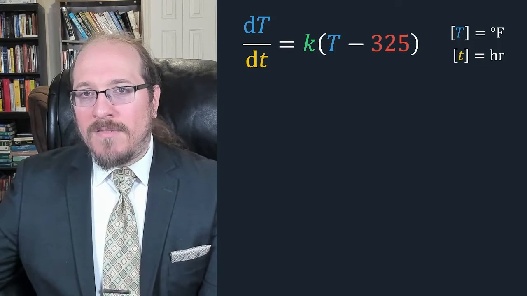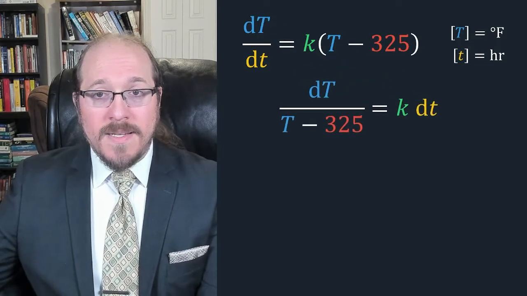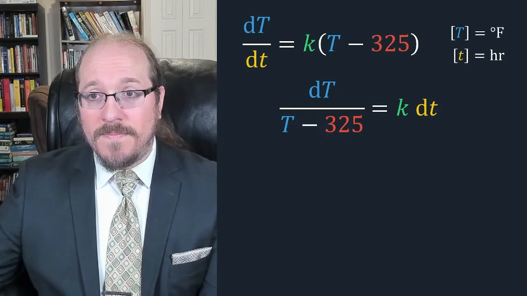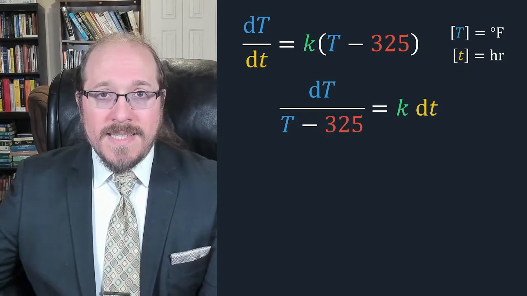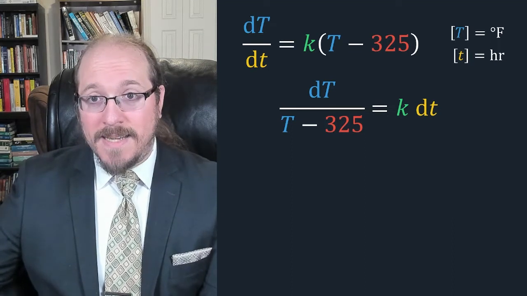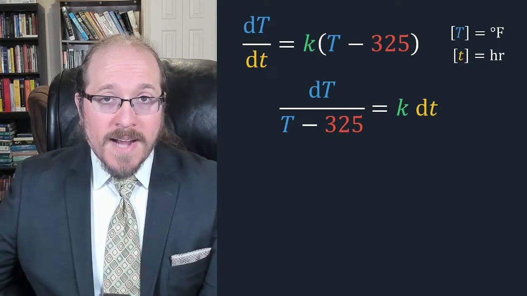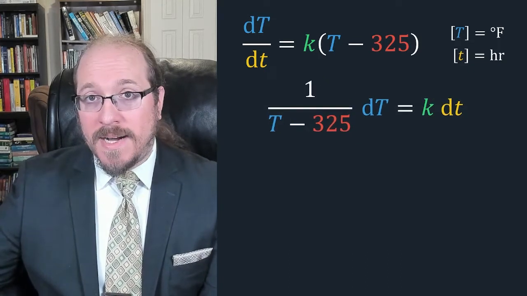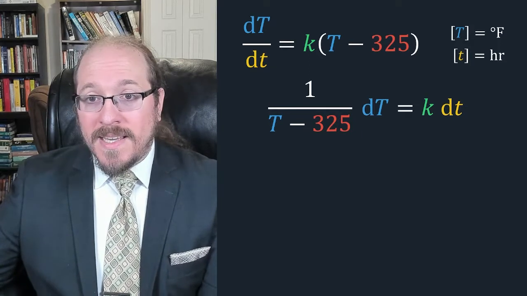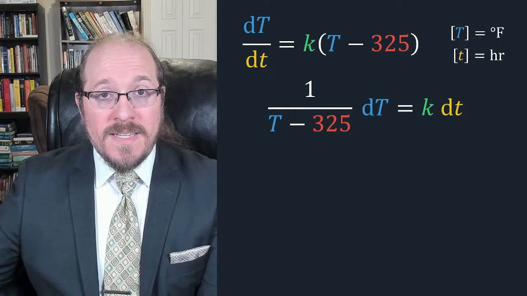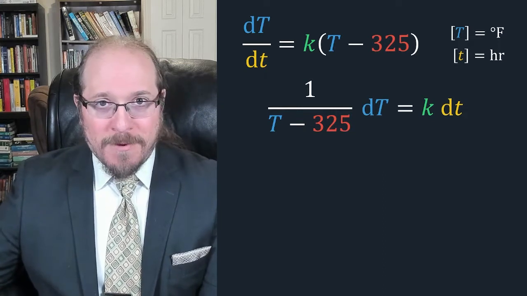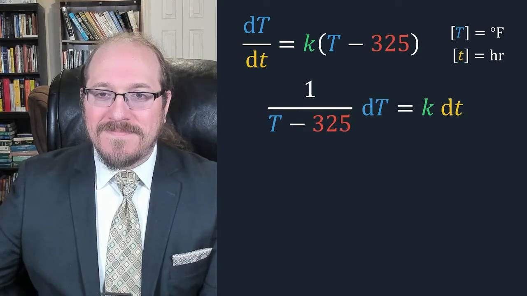Okay, so let's see how separation of variables applies to our problem. To begin with, we'll get everything involving temperature, big T, to one side, and everything involving time, little t, to the other side. So that gives us d temperature over temperature minus 325 equals k times d time. If we write that first fraction as 1 over big T minus 325 times d big T, then we end up seeing that each side of the equation is a differential involving just one single variable. We've separated our variables, hence the name.